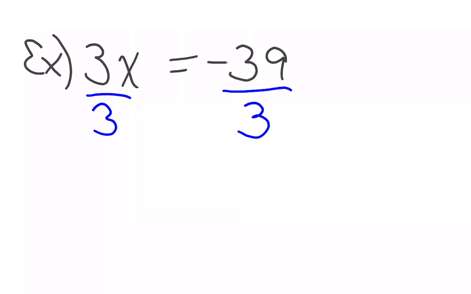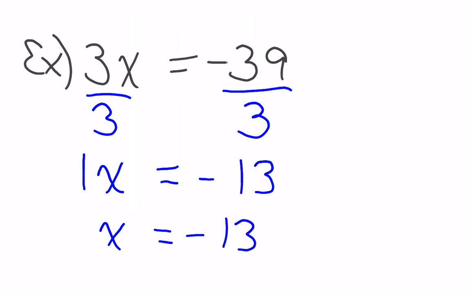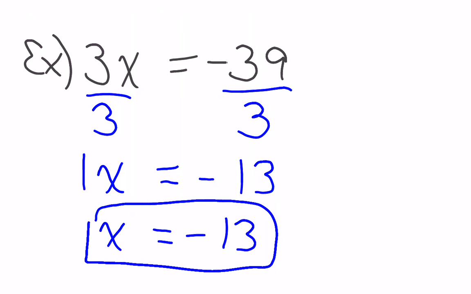3 divided by 3 is 1x, right? And then we have to divide negative 39 divided by 3 is going to give us 13, but don't forget negative divided by a positive is going to give us a negative, so negative 13. And again, we can write it as 1x equals negative 13 or leave the 1 out. It's implied when there's not a coefficient in front of the x.